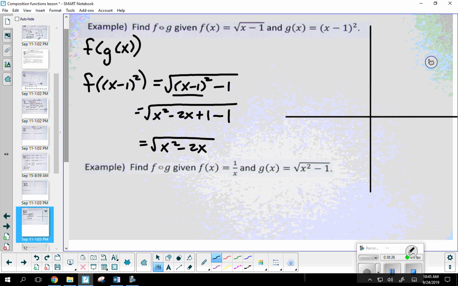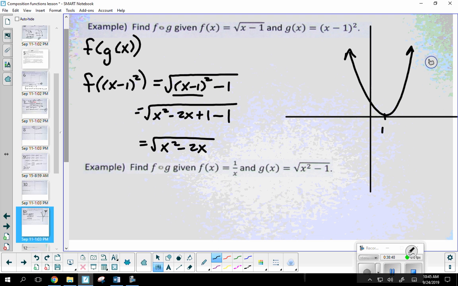Okay. Well, let's go ahead and just sketch it. It's definitely the parent. What kind of shift is this? Is it horizontal or is it vertical? Horizontal. What direction? To the right. So x minus 1 squared, so it's 1 to the right. It's going to look something like this.